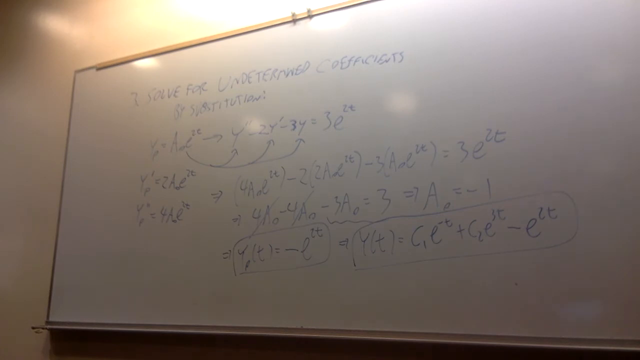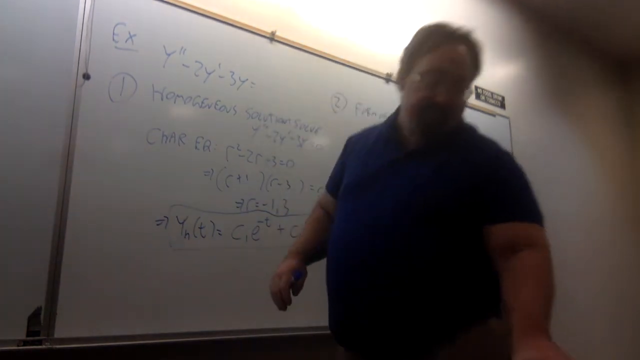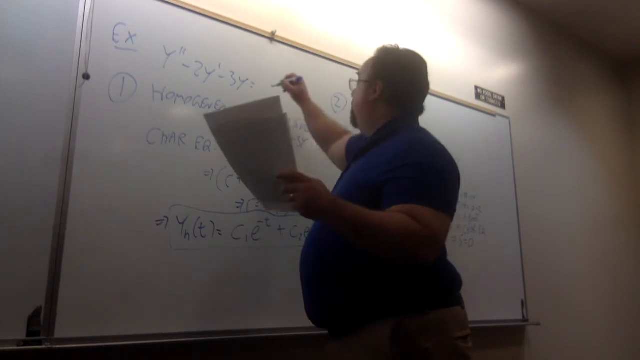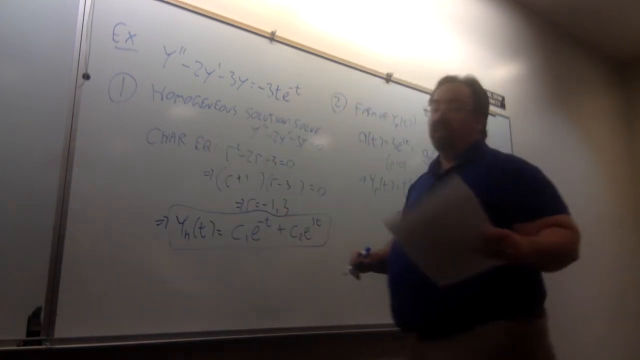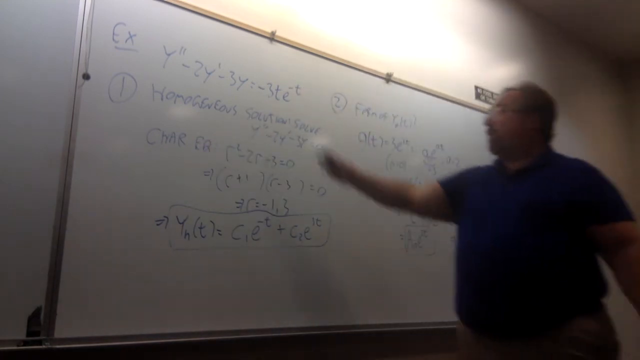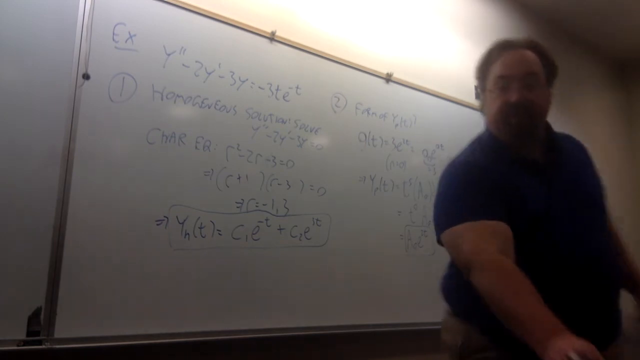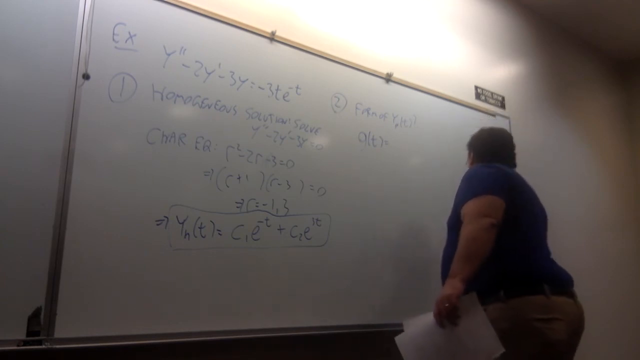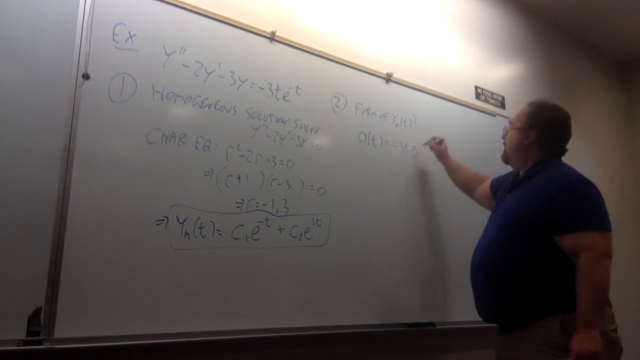So instead of 3e to the 2t, what if I have minus 3t e to the minus t? So what would happen in this case is, well, this part would be no different, because that only involves the left side. So over here, all this is going to change now. So g of t is minus 3t e to the minus t.